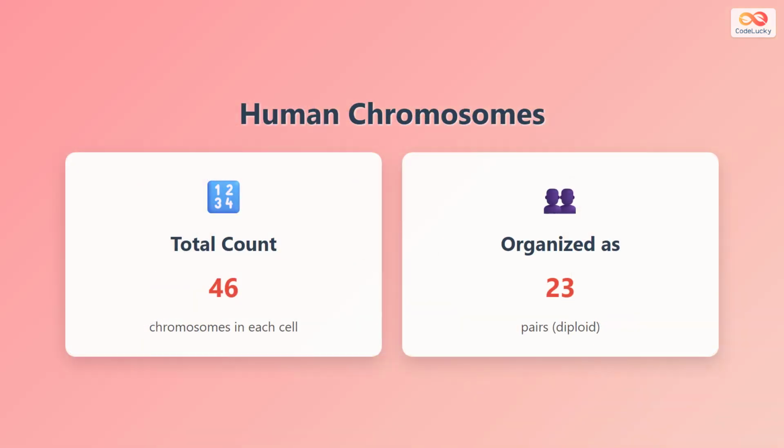Humans have 46 chromosomes in each cell. These are organized as 23 pairs, which we call the diploid number. We inherit 1 chromosome from each pair from our mother and 1 from our father. This pairing is essential for genetic diversity and ensures we have 2 copies of most genes, providing a backup if 1 copy is damaged.